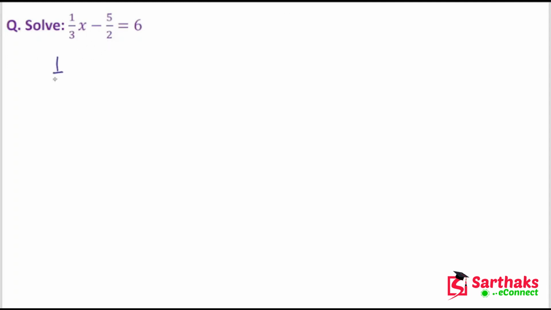Now we have 1 upon 3 x minus 5 upon 2 is equal to 6. I am not solving the LHS, I am removing 5 by 2 from the LHS. Okay, how can we remove it? By adding 5 by 2 to both sides. So using the rules of solution, we can add 5 by 2 on both sides.